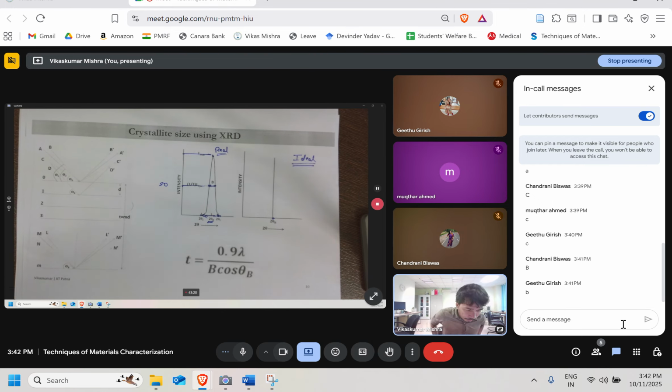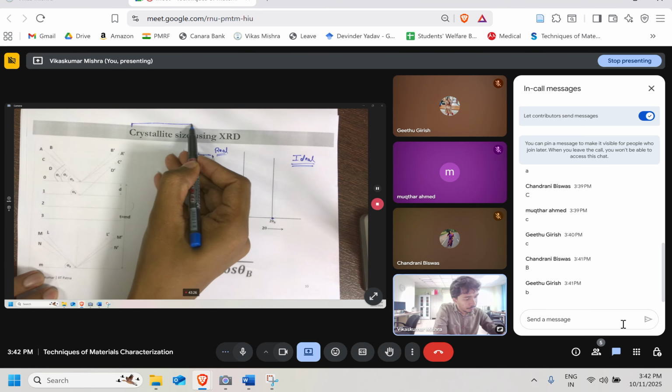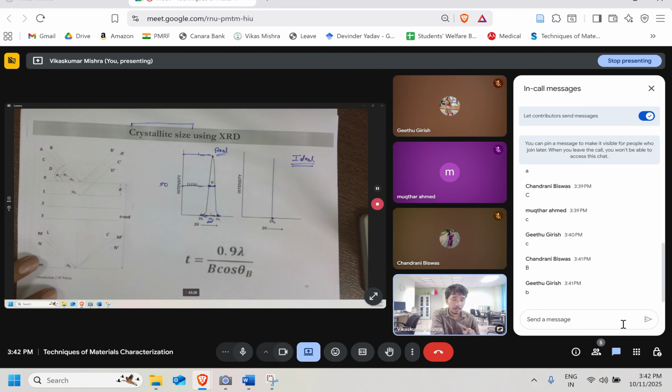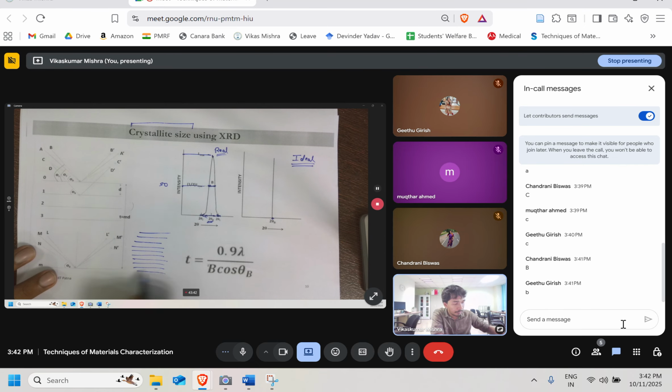Why is this broadening happening? One of the effects is the crystallite size. Let's talk about the ideal crystal. An ideal crystal will have an infinite number of planes.